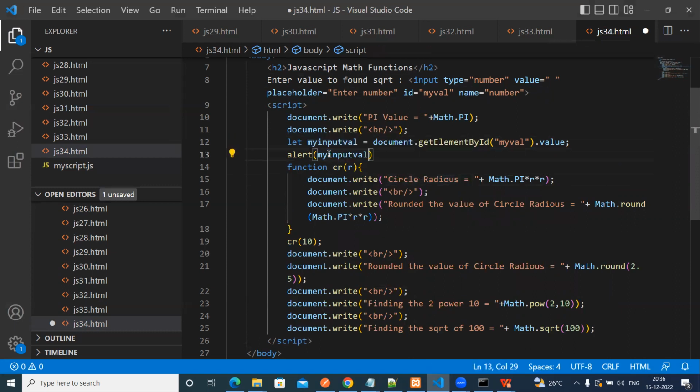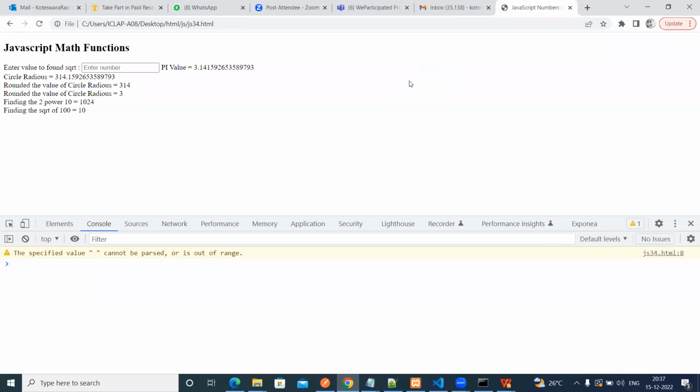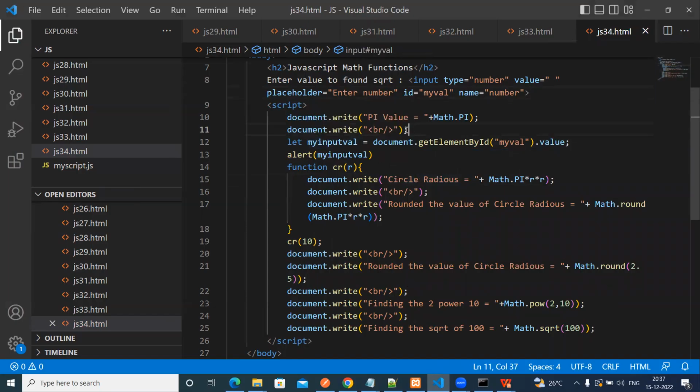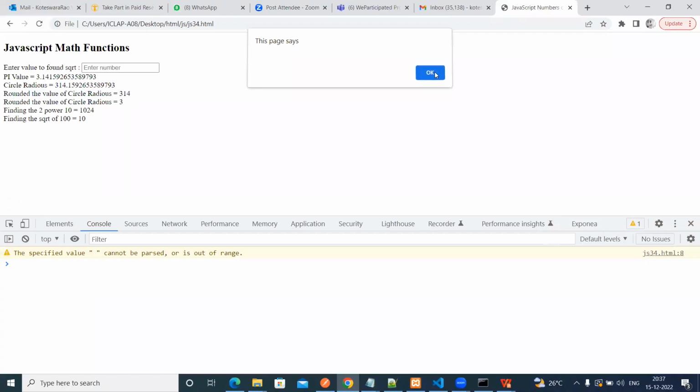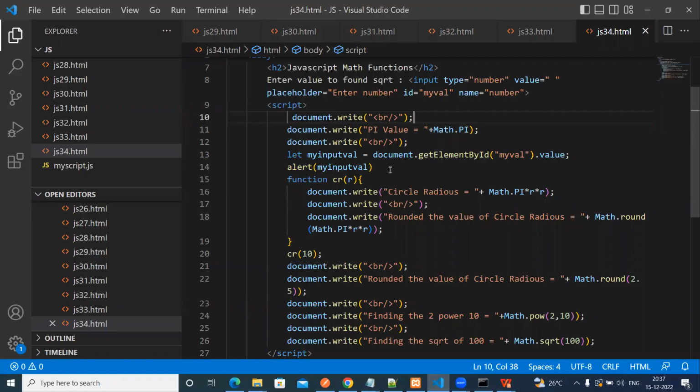My input, right? How can we get this value? After submitting only, we will get this value. Before submitting, after entering this one here, this is the value. Where is the value? We didn't get that one, right? Then how can we get that value? We have to write it inside of a function.